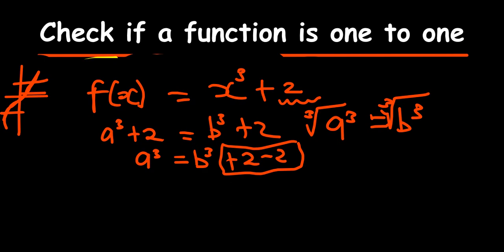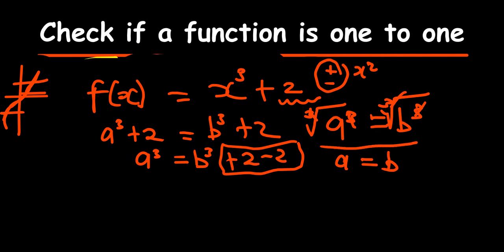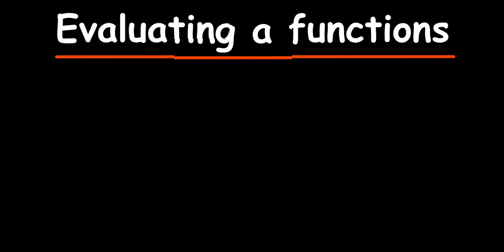Once you introduce a cube root there, you are not going to get plus or minus. This only happens when you have a square. For a cube root, or any root that is not even, the cube root cancels with the 3, so you have a equals b. So you are able to get a equals b here, and this proves that your function is one-to-one.